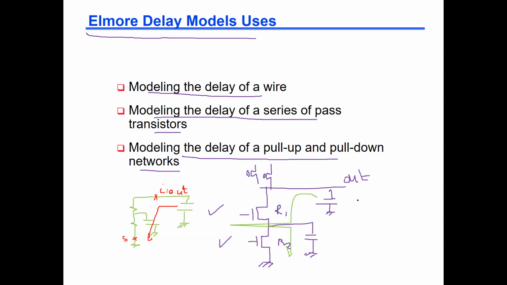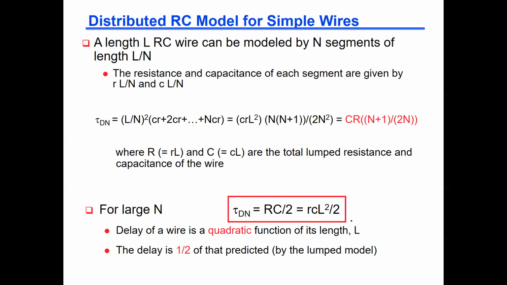We can use Elmore to derive the delay for a wire. And what we have just seen is that for a wire of length L, which is modeled by N segments, each portion has this much resistance and this much capacitance, with a time constant that comes out equal to R wire times C wire.